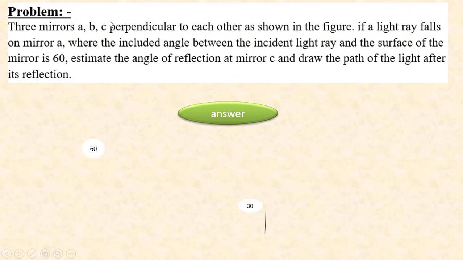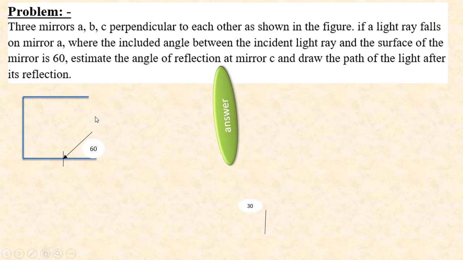Problem: three mirrors A, B, C are normal to each other as in the figure. Light falls on mirror A with an angle between the incident ray and the reflecting surface of 60 degrees. What is the light reflection on the third mirror, which is C? Look at this.